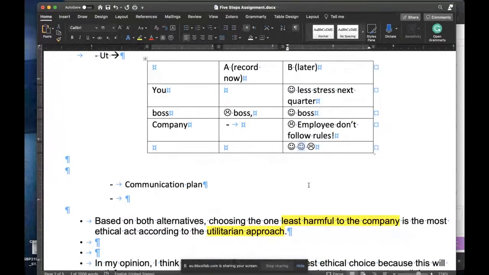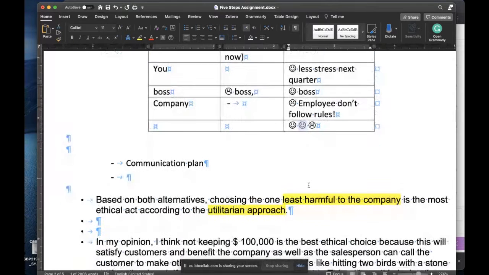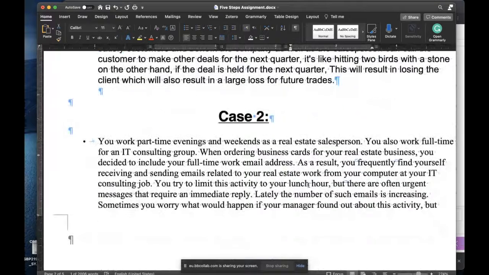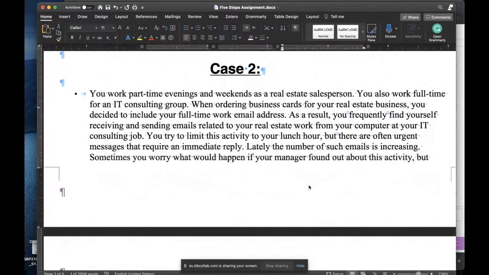I don't mind how you do it as long as you have a logical process. Sounds good? This is not about who actually is right or wrong. Many times it's impossible to find out, but it's good that you have a logical process that shows why you do something. Yes? Excellent. Case 2.